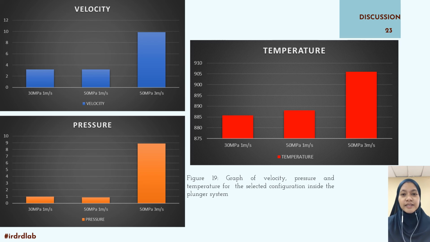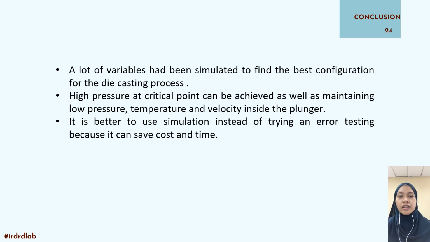Next, the first and second configurations have similar values of velocity and pressure. Yet, the first configuration shows a slightly lower temperature, whereas the velocity of the first is higher. Temperature has more effect on wear and tear compared to velocity. Hence, the first configuration of 30 MPa with velocity of 1 meter per second is chosen. A lot of variables have been simulated to find the best configuration for the die casting process.